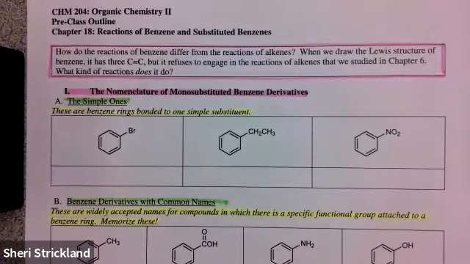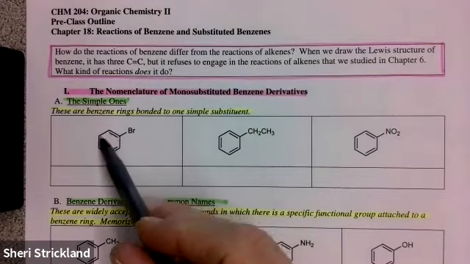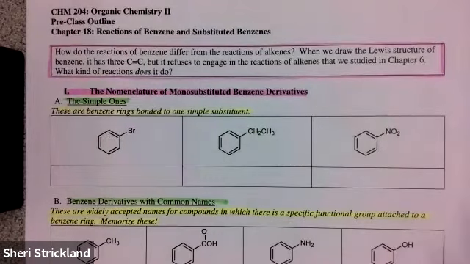So, how do the reactions of benzene differ from the reactions of alkenes? When we draw the Lewis structure of benzene, it has 3 carbon-carbon double bonds. You can see them all right there. But it refuses to engage in the reactions of alkenes that we studied in Chapter 6. What kind of reactions does it do? Okay, so we will talk about that after this video.